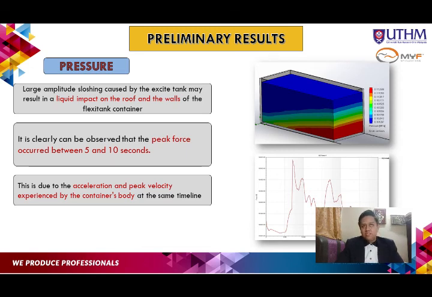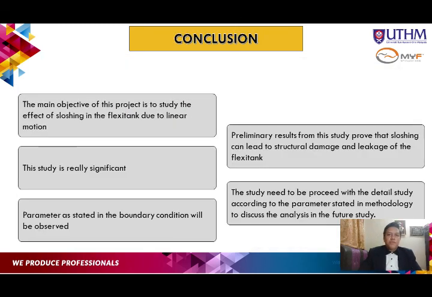leakage of the flexitanks. So as the conclusions, the main objective of this project is to study the effect of sloshing in the flexitank due to linear motions. This study is really significant, and the parameters as stated in the boundary conditions will be observed. Preliminary results from this study prove that sloshing can lead to structural damage and leakage of the flexitanks. So the study needs to proceed with a detailed study according to the parameters stated in the methodology to discuss the analysis in future study.